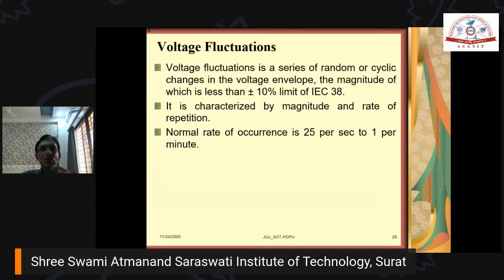Now, coming to the voltage fluctuations, we are on slide number 28. Voltage fluctuation. So what is voltage fluctuation? It is a series of random or cyclic changes in the voltage envelope, the magnitude of which is less than plus or minus 10% limit as per the IEC standard. And it is characterized by the magnitude and the rate of repetition. And the normal rate of occurrence is 25 per second to 1 per minute. So this is about voltage fluctuations.